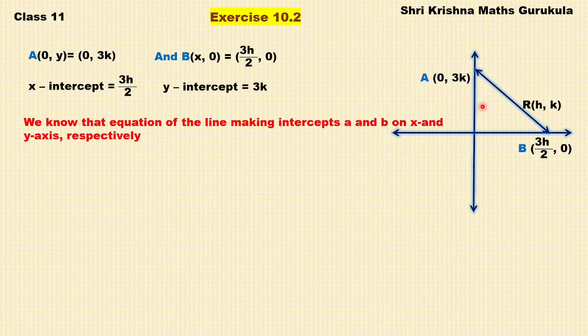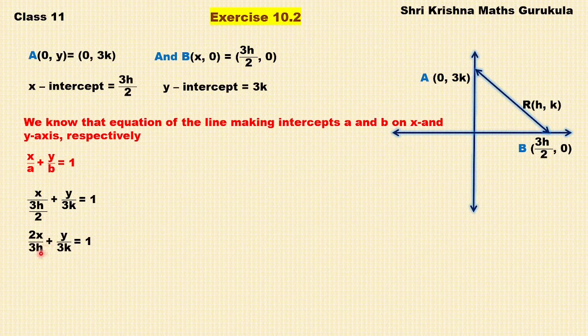Now we will use the intercept form of a line, which is x by x-intercept plus y by y-intercept is equal to 1. The x-intercept is 3h by 2. So x by 3h by 2 plus y by 3k is equal to 1. Now we'll take 2 to the numerator, which will be 2x by 3h plus y by 3k is equal to 1. 3 is common to both the terms. We can take it to the RHS. So 2x by h plus y by k is equal to 3.